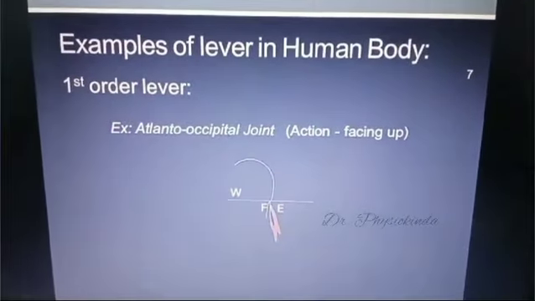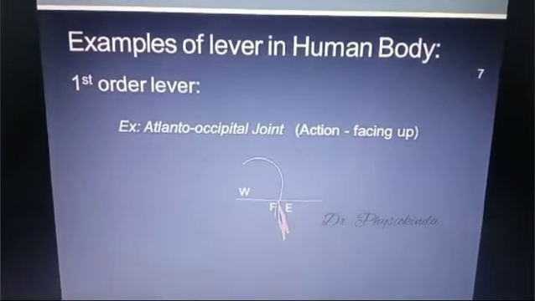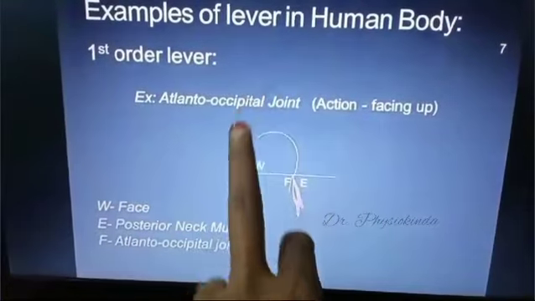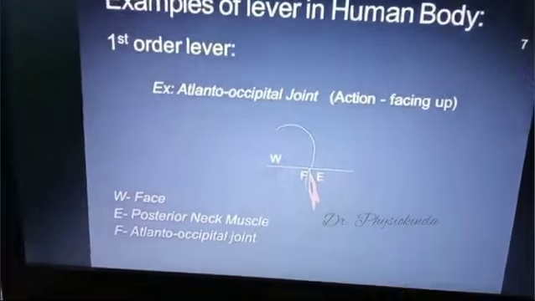Examples of levers in the human body: for first order lever, the example is the head nodding movement, mainly the extension of the neck. The atlanto-occipital joint acts as the fulcrum, the contraction of the posterior neck muscle acts as the effort, and the weight of the face acts as the weight. So this refers to the first order lever.